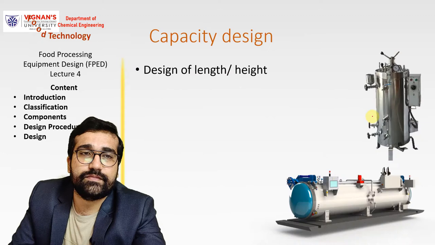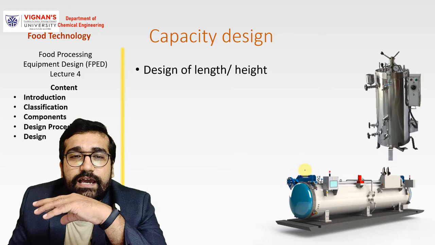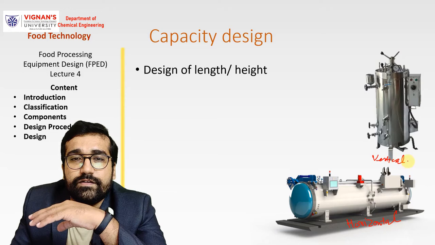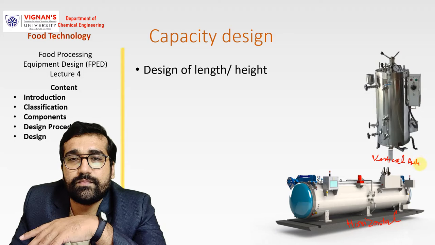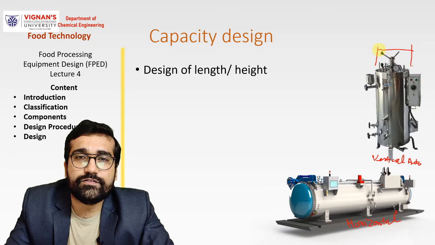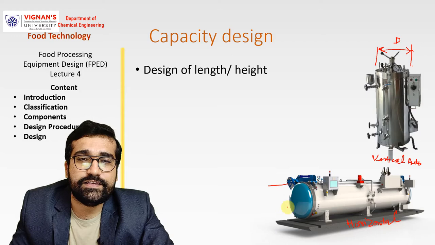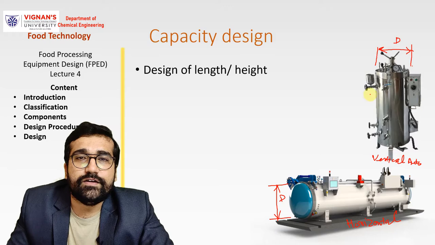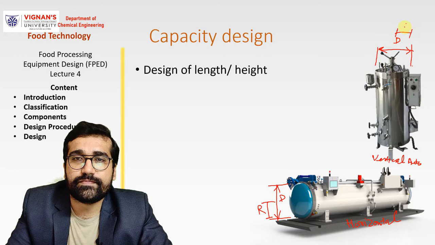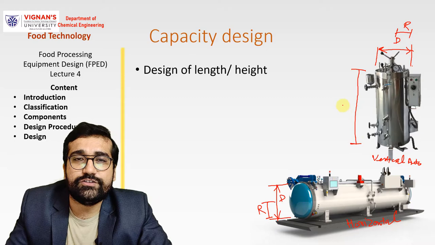So next is capacity design. Here we are going to design a pressure vessel. We have seen it is either horizontal, this is a horizontal pressure vessel, or vertical type, a vertical type autoclave. So how are we going to design a vertical or horizontal autoclave? Here this is the diameter of the autoclave, which we denote as D. In this case we also have the diameter D, and the radius is D by 2, or R, in both cases. And this is the length. In the vertical case we assume it is a height H, and in the horizontal case we take it as L, the length.